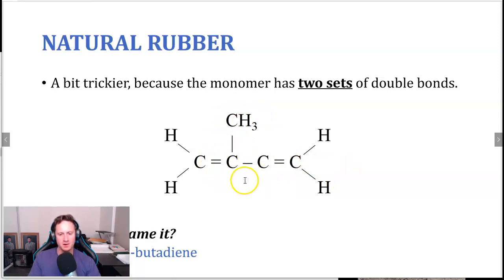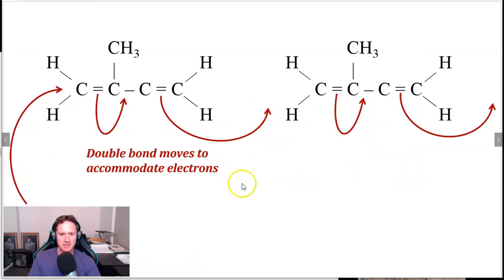So when it undergoes that addition reaction, only one double bond is going to form the single bond to link with the others. Basically how this works, we've got a pair of electrons here, the double bond, and it's going to move to accommodate the electrons. So this double bond is going to shift over here. This is movement of electrons. This mechanism is a bit complicated. It's probably getting closer to university level chemistry, but we've got the double bond moving over here.